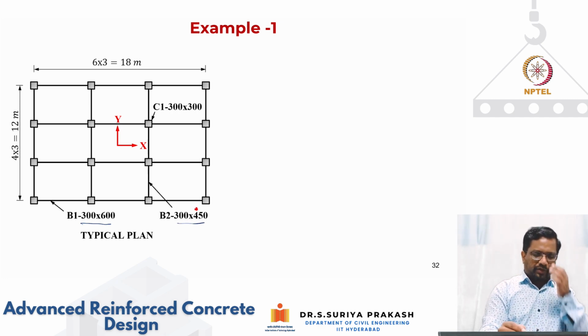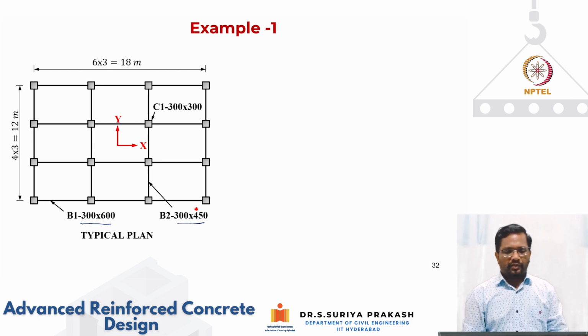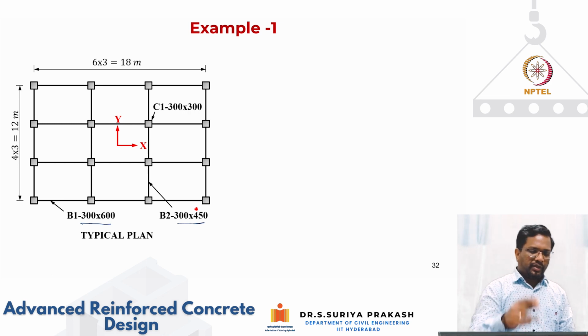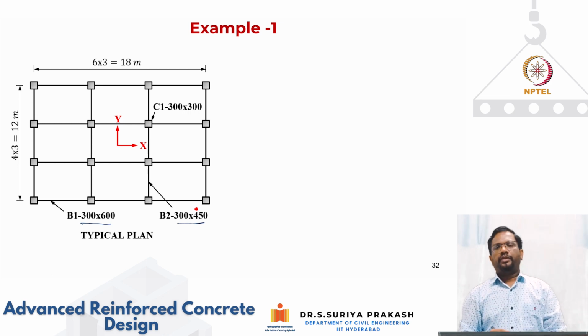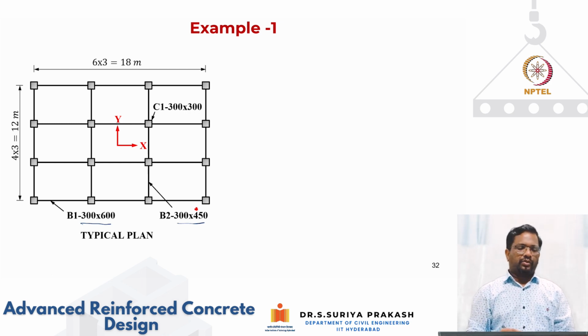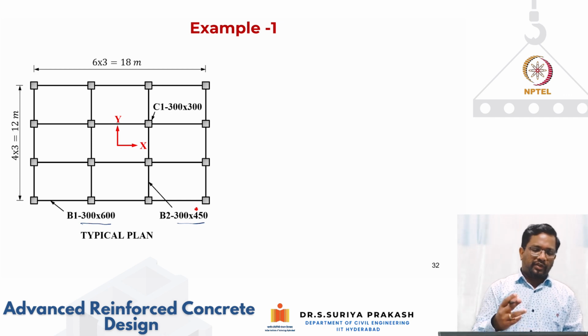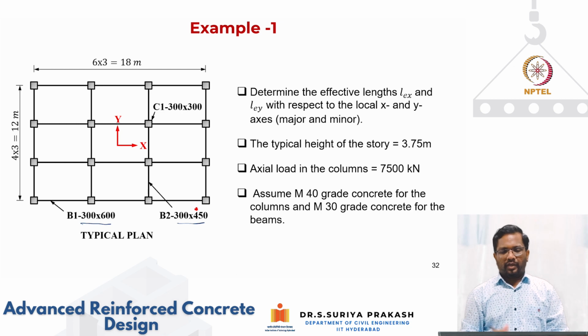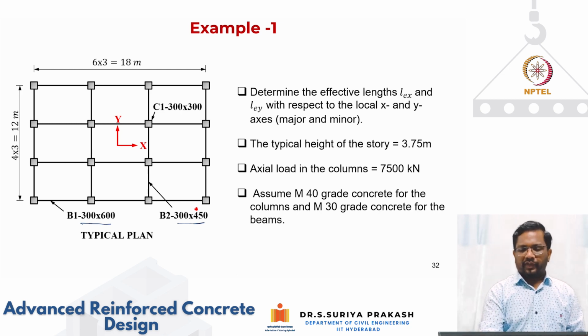This particular plan has 6 meter spans in the x direction, 3 spans, and 4 meter spans in the y direction. So the total size of the building is 12 meter by 18 meter. My objective is to find the effective lengths LEX and LEY. So how to do that? Let's say the typical story height is taken as 3.75 meter.